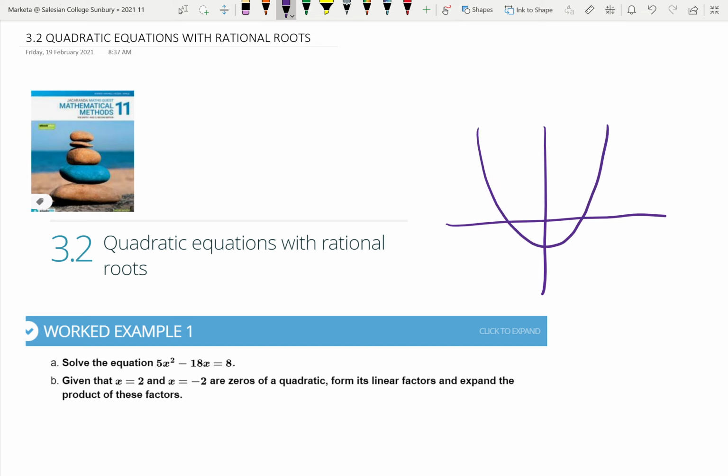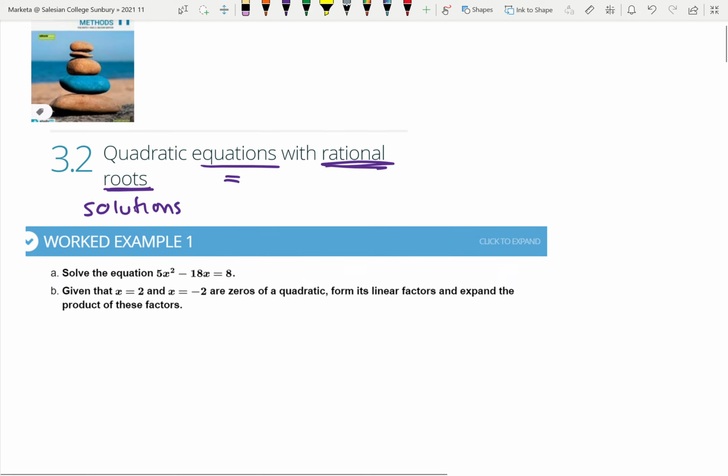And of course equations will have an equal sign, and roots is another word for solutions. And solutions are x-intercepts when we're dealing with the graphs. And if we've got rational solutions, it means that we're going to be able to express our solutions as a ratio of whole numbers, in other words, fractions. So in other words, it's the easier solutions that we need to find. So let's get started on that.